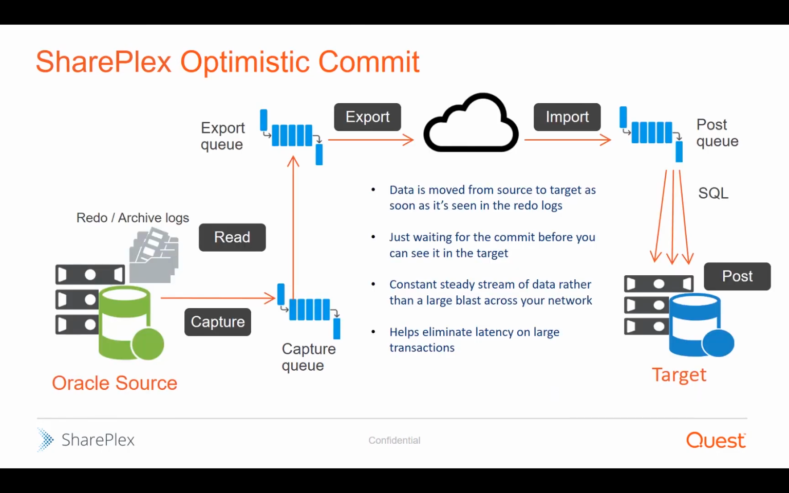And data is moved from source to target as soon as it's seen in the redo logs. It's like an optimistic commit type process. So rather than waiting until it's committed, if it's rolled back, we'll roll it back on the target. But the stream is going through, and you can have multiple queues as well. So if you've got like a big transaction, it doesn't necessarily need to hold up some smaller transactions that are running concurrently. So that will help eliminate any latency that might be there and keep the stream of data going. So as updates are applied, they're applied on the target ready for commit. Okay, so that's how we keep the databases synchronized.